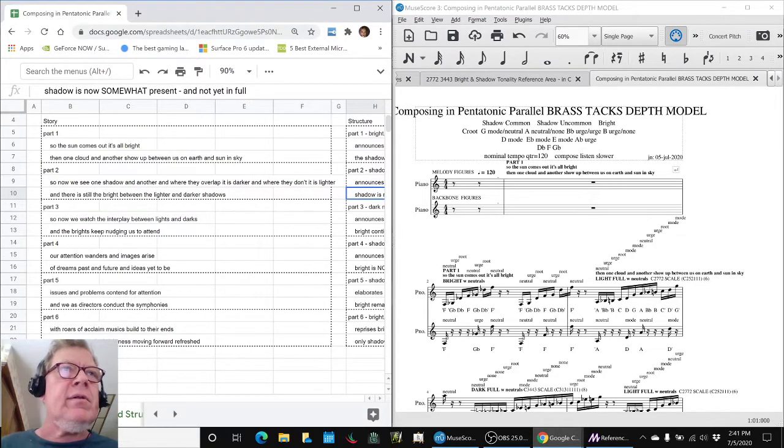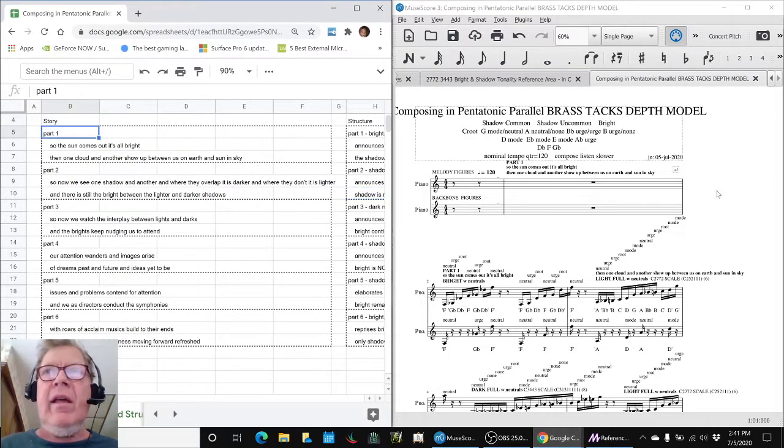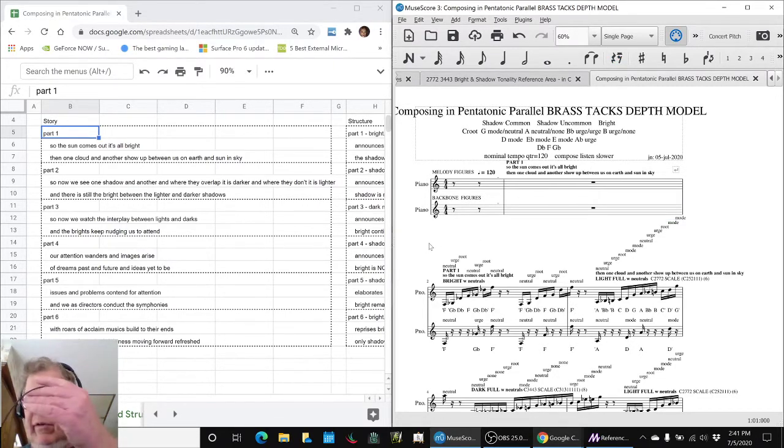So what we want to do is play the whole thing for you, starting from part one, where the sun comes out and it's all bright. And as usual, we will mute the mic and play through the six bars, six lines, six parts so far.